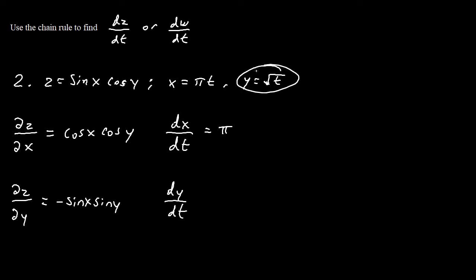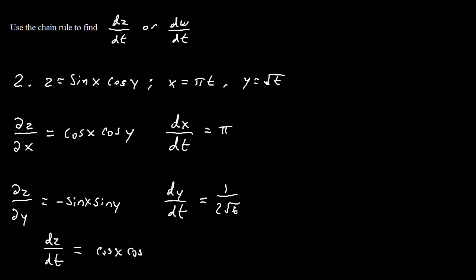So the derivative of square root of t is simply 1 over 2 times the square root of t. So once again, for the formula, dz/dt, the derivative of z with respect to t, is equal to the partial derivative of z with respect to x, which is cosine x times cosine y, times dx/dt, which is pi, plus the partial derivative of z with respect to y, which is negative sine x times sine y, times dy/dt, which is 1 over 2 square root of t.